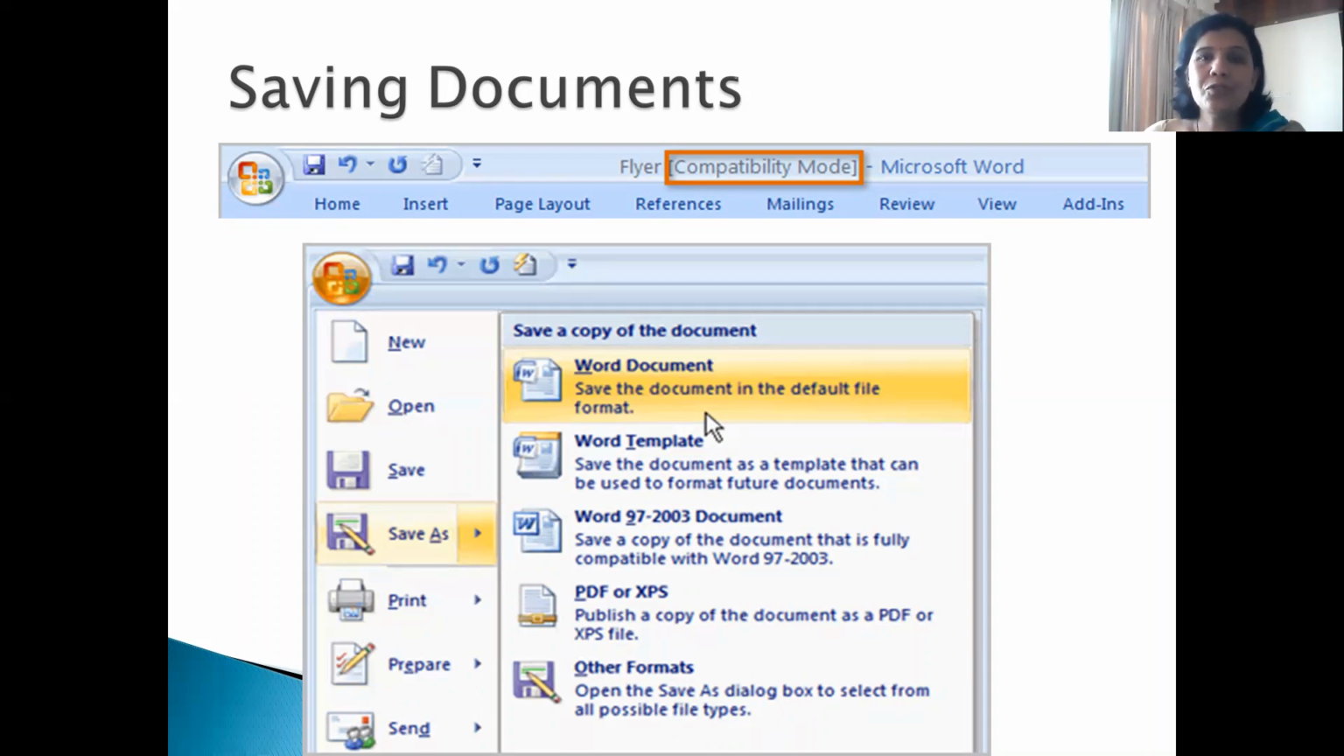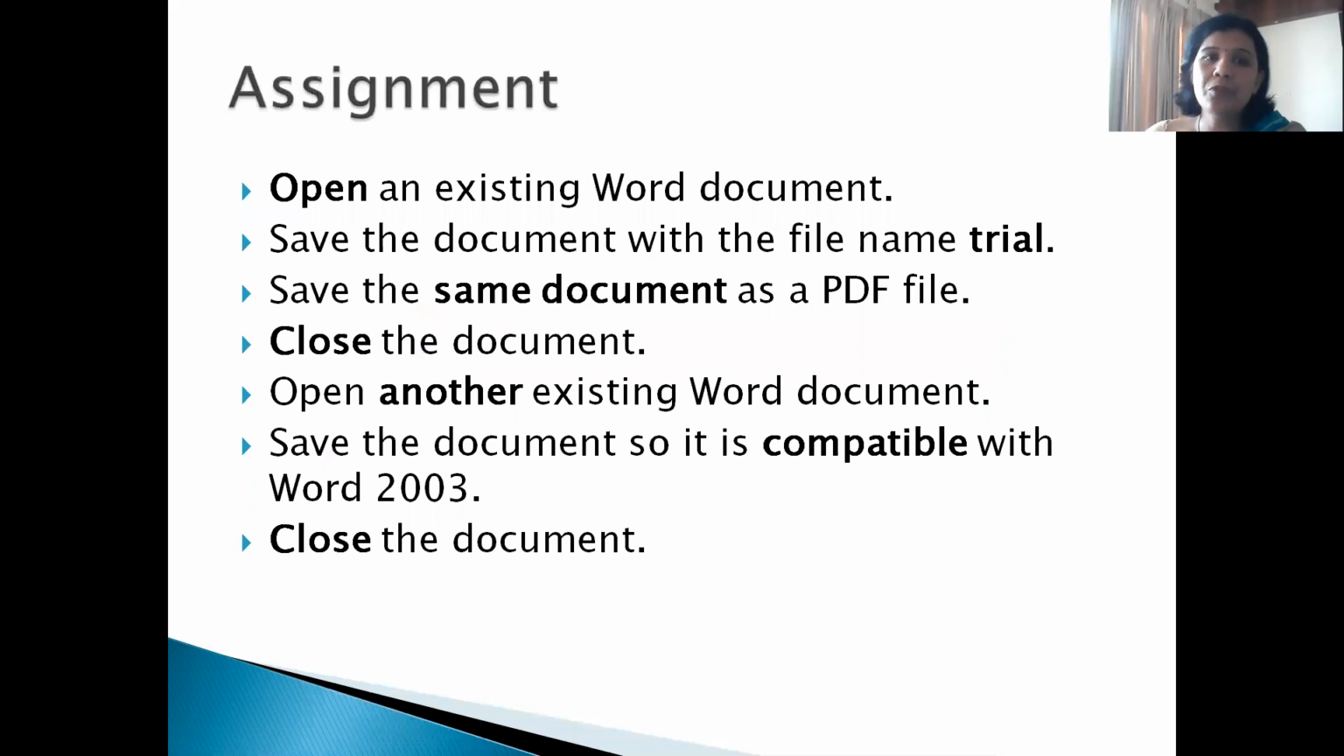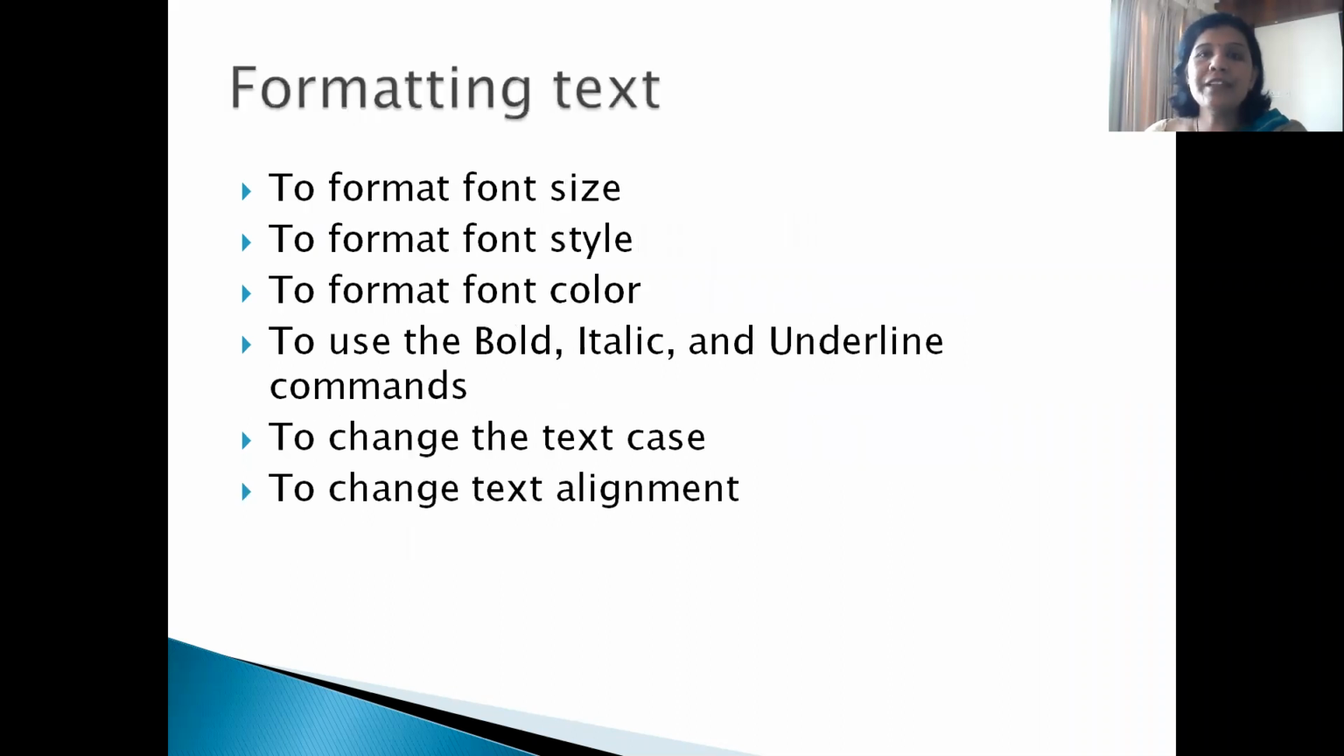Okay. So this is the assignment. You open an existing Word document and save it with the name trial, and save the same document in PDF. Close the document. Again, open another existing Word file and save it in Word 2003 format, and then close the document. This will help you to work with the various versions of Microsoft Word. Okay. Now, friends, we'll be working on formatting the text.